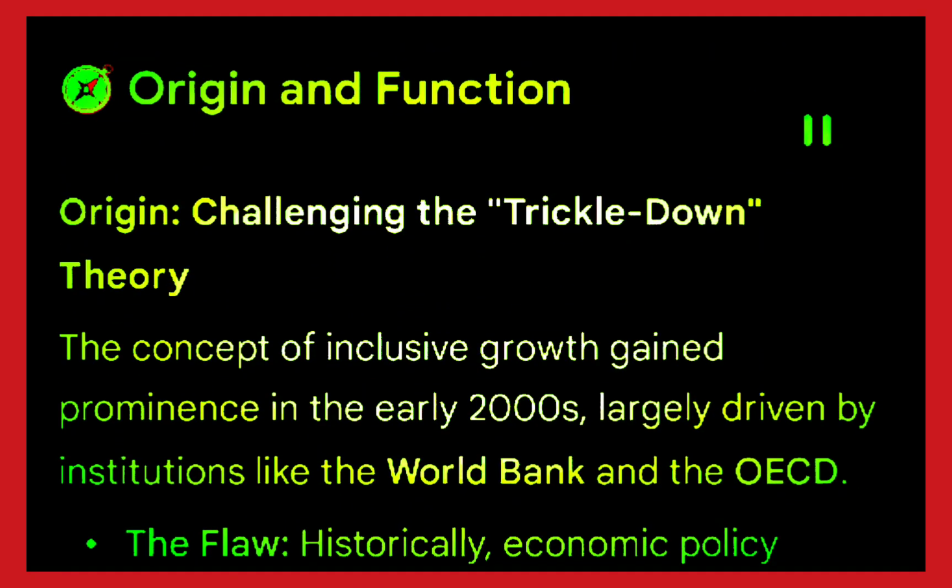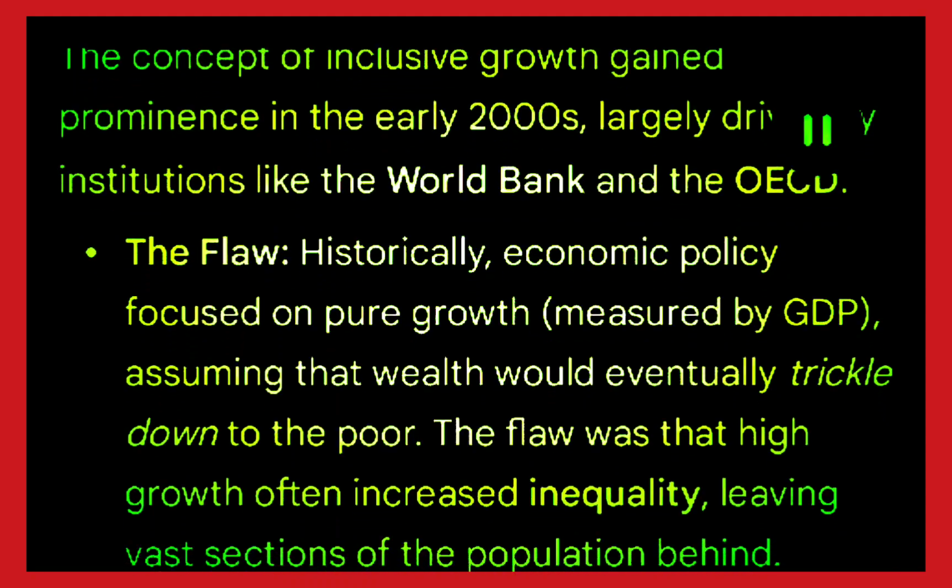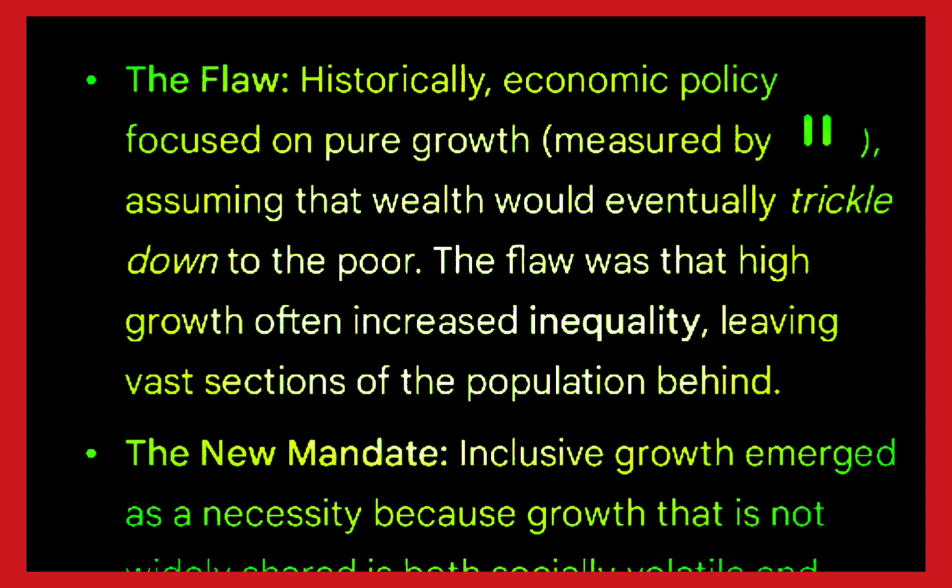Origin and function. Origin, challenging the trickle-down theory. The concept of inclusive growth gained prominence in the early 2000s, largely driven by institutions like the World Bank and the OECD. The flaw. Historically, economic policy focused on pure growth, measured by GDP, assuming that wealth would eventually trickle down to the poor. The flaw was that high growth often increased inequality, leaving vast sections of the population behind.